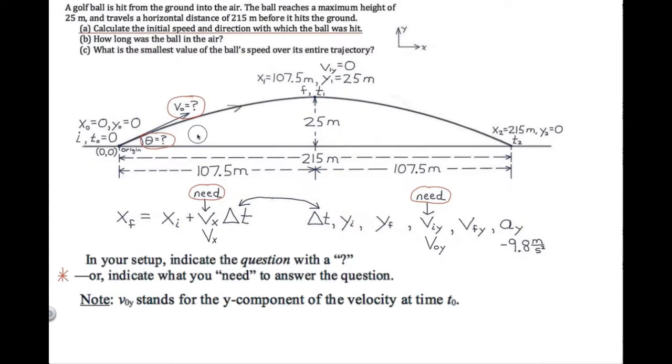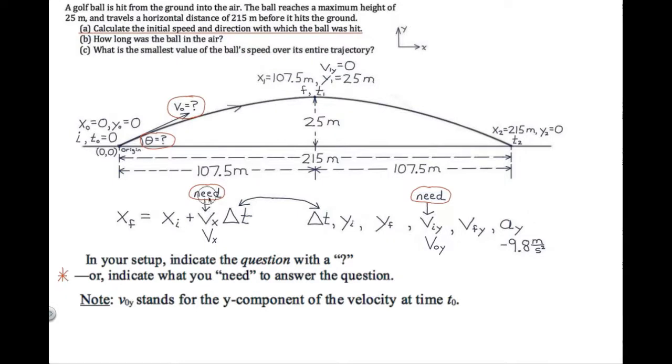Part A is asking us about the magnitude and direction of the overall velocity vector at time 0. None of the kinematics variables in our setup will directly answer that question, so I won't label any of these kinematics variables with a question mark. In order to determine the overall velocity vector at time 0, we will need to figure out the components of the velocity vector at time 0. That means that v sub x and v initial y are the kinematics variables that we need to figure out in order to answer the question.